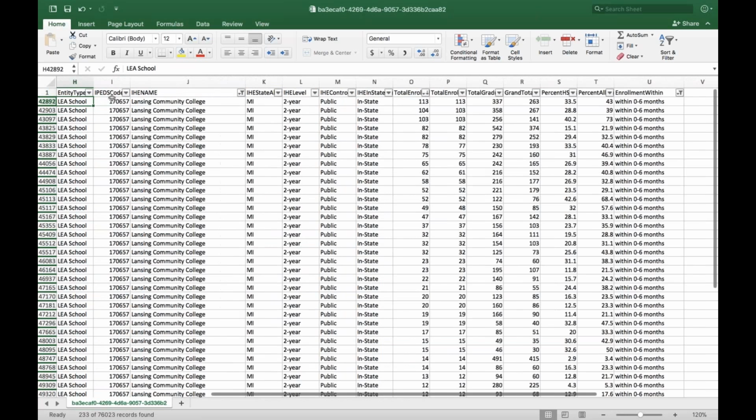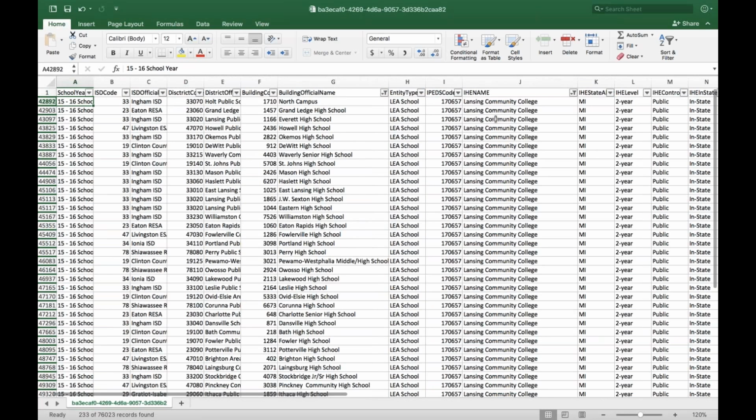Looking only at the 6 months of those immediate enrollments, what I see are those high schools. Now, these up top make a ton of sense. These are Ingham County high schools sending to Lansing Community College. It does get interesting when I'm not just looking at Ingham, Eaton anymore.